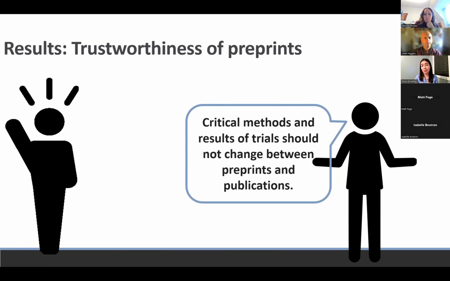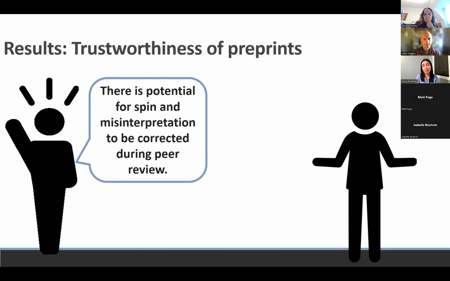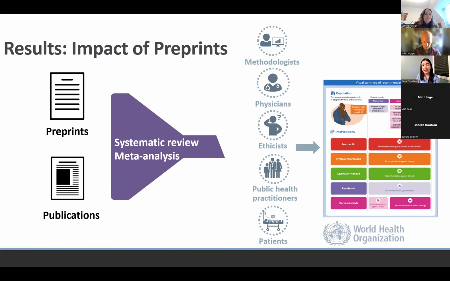When investigators perform observational studies, they're not really obligated to register protocols or analysis plans. They may modify critical aspects of their methods, like their analytic approach, during peer review, which may give rise to differences between preprints and publications. Also, bear in mind that we only consider discrepancies in key methods and results. There's potential for spin and misinterpretation that may be corrected during peer review, and there's now evidence that that does occur. So we don't make decisions based on individual trials, but rather the totality of evidence.